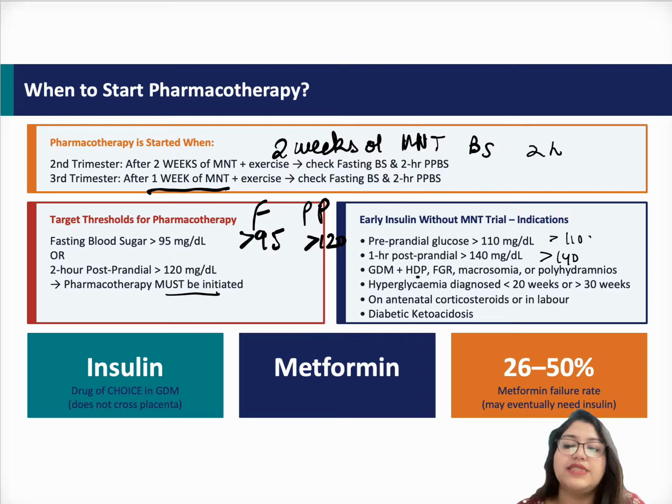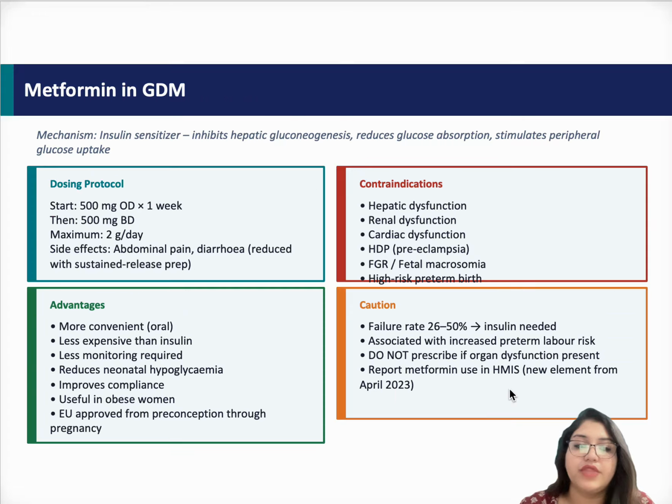GDM plus hypertensive disorder in pregnancy, FGR, macrosomia, polyhydramnios. Hyperglycemia diagnosed less than 20 weeks or more than 30 weeks, on antenatal corticosteroids or in labor, or she has history of diabetic ketoacidosis. So we can give them insulin, which is drug of choice. Metformin also can be given, but there is a 26 to 50% metformin failure rate and may eventually need insulin.